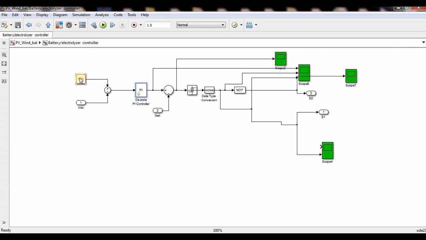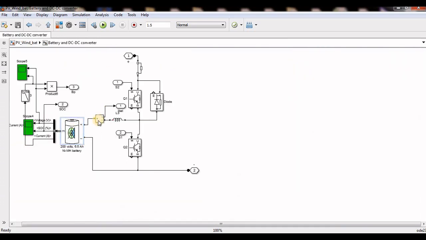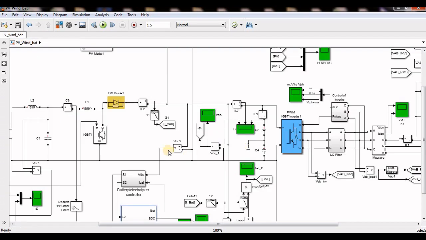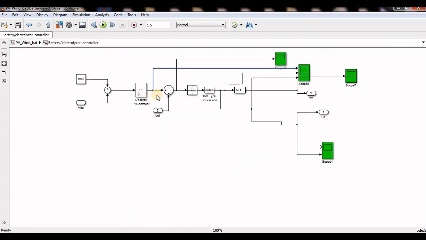So see, simple thing is, if your DC link voltage is more than your reference, like the DC link voltage may be 670, so the error will be negative. Then the output of the PI will be negative. Negative current means charging, because I measure the current in this direction. This is the positive and this is the negative. This current will go into the charging of the battery. So negative reference, so battery current will go negative.